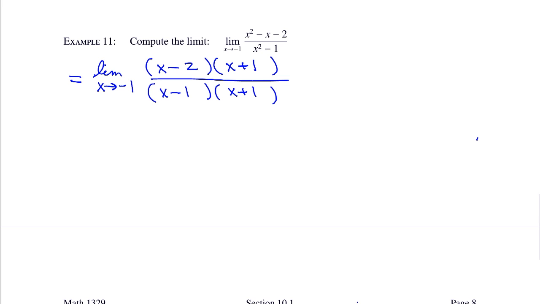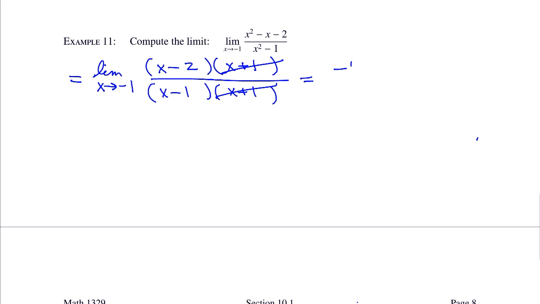The x plus 1 term, those cancel. And in fact, the x plus 1 term is the term that's causing all the problems. We have to get rid of the 0 in the denominator. If we are taking x as x goes to negative 1, then the term that would cause a 0 would be x plus 1. That's the one we've got to get rid of, and bingo, there it is. It's gone. Now I can work with this, and I can plug it in.